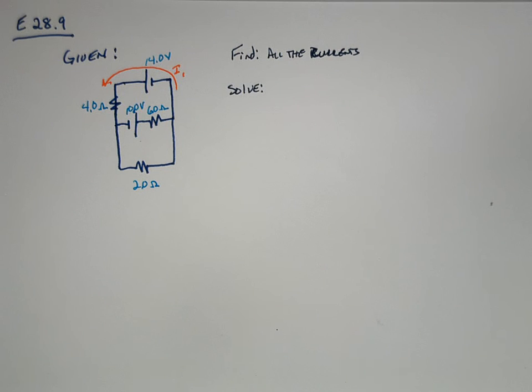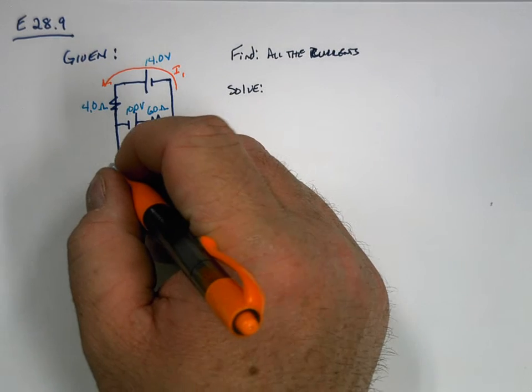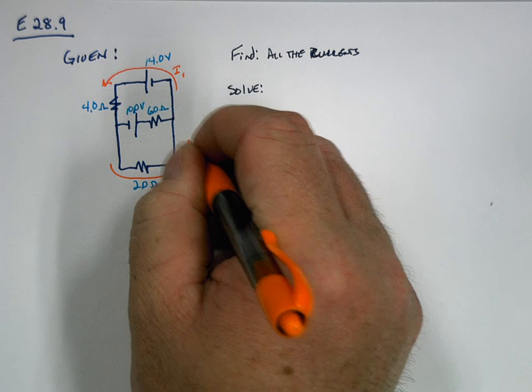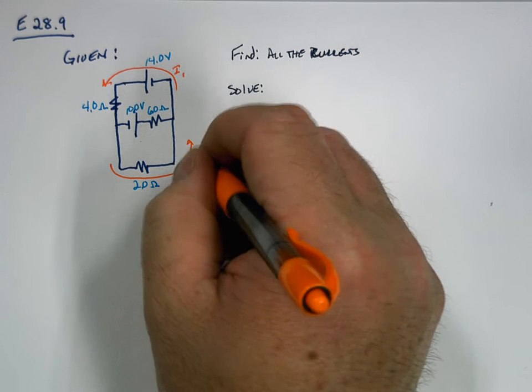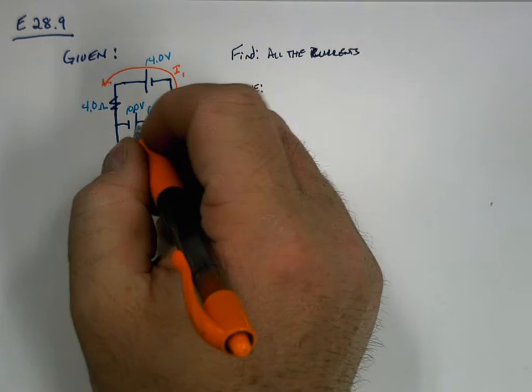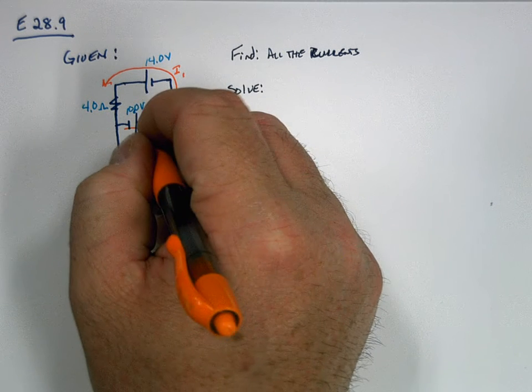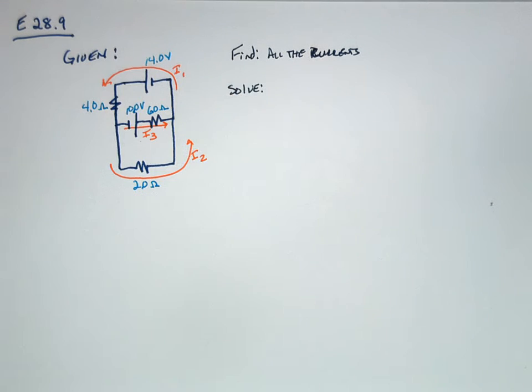What currents do we have in this thing, by the way? How many currents do we have in it? We have 3 different currents in it. We have a current across the top, and we've got a current down here. I call that I2, and then I'm going to call that I3.